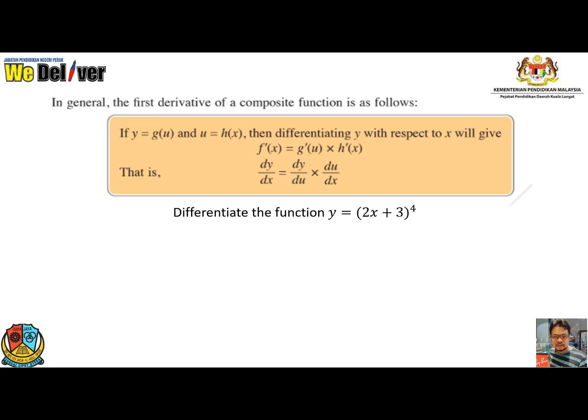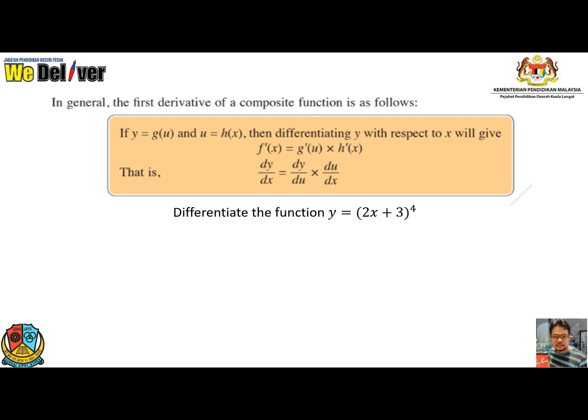In general, the first derivative of a composite function is as follows. If y equals g(u), that means y in terms of u, and u equals h(x), that means u is in terms of x, then differentiating y with respect to x will give f'(x) equals g'(u) times h'(x). That is dy/dx equals dy/du times du/dx.